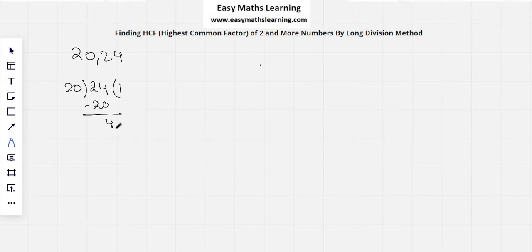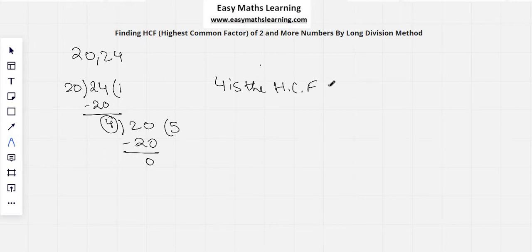Now in the next step, this 4 becomes the divisor and 20, the initial divisor, becomes my dividend. So I divide 20 by 4. We know 4 times 5 is 20. So I write down 5 on the right side in the quotient portion and 20 below, and I subtract. Since this leaves a remainder 0 when dividing by 4, we can say that 4 is the HCF, the highest common factor of 20 and 24. So this is the method of finding the HCF of two numbers by the long division method.